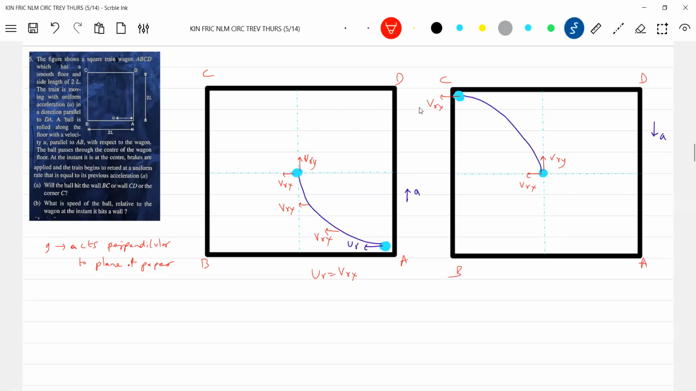First one, ball. Next part. What is the speed of the ball relative to the wagon at the instant it hits a wall? What should be the speed with which it will strike? Again, it should be U only.